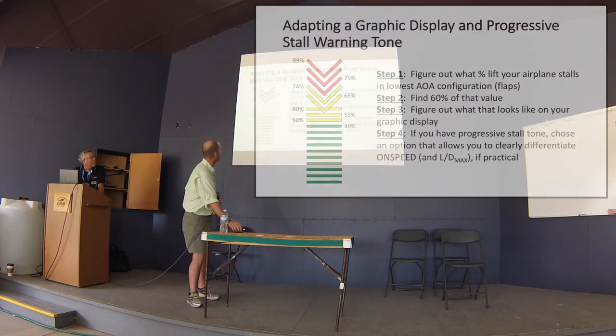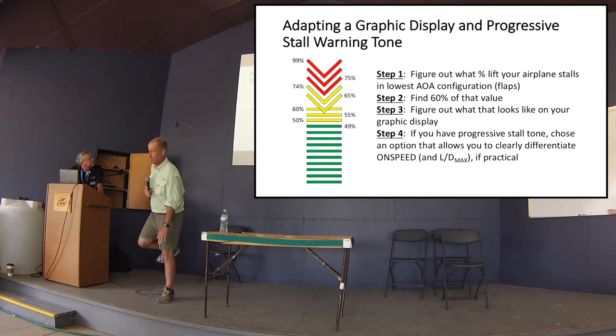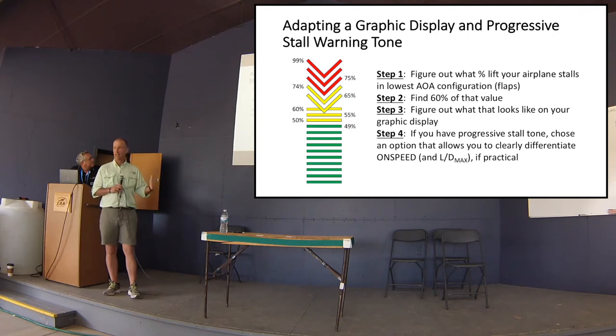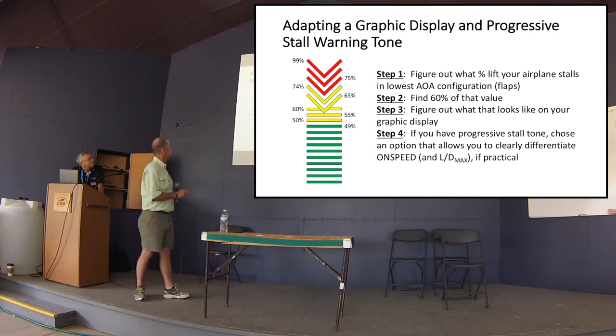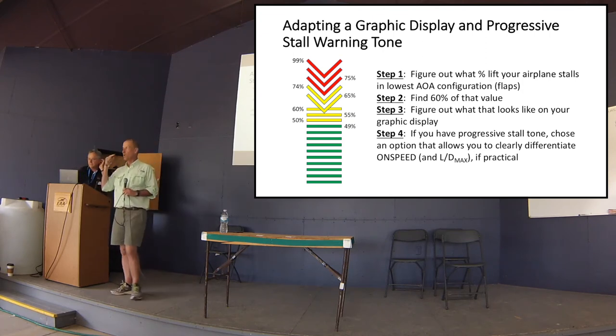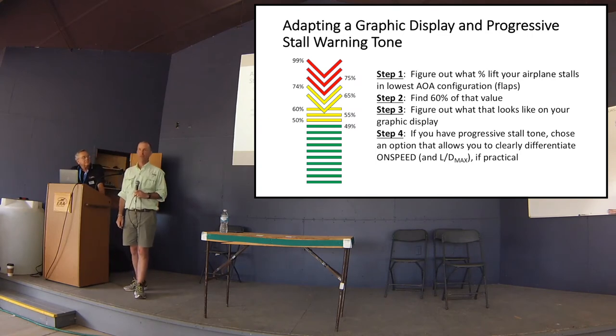Next slide. Okay, so here's an example of a graphic indicator, okay? And if you own Dynon equipment, you may find this graphic indicator familiar. MGL uses a similar graphic, but the important thing here is you need to know what values make what lights light up and make what sounds happen. Okay, not all the manufacturers provide that information.